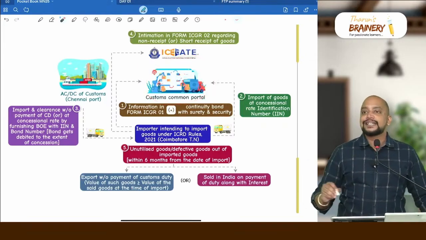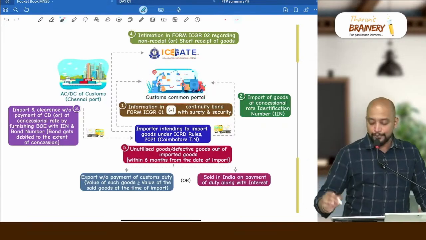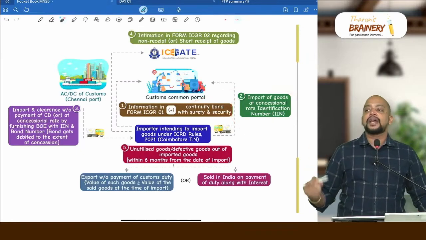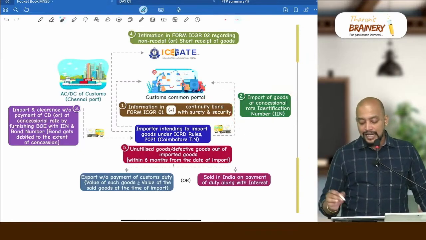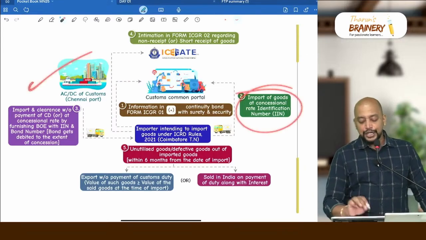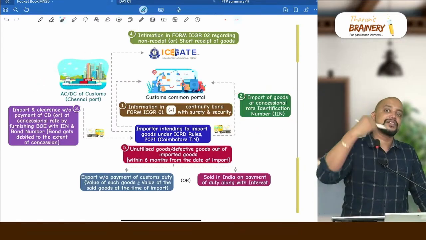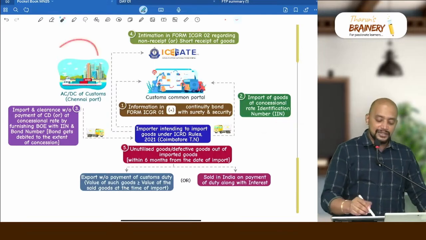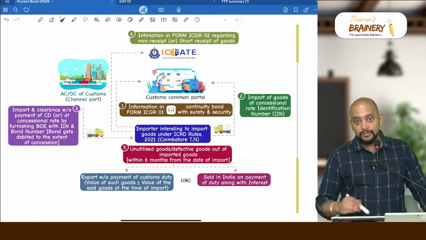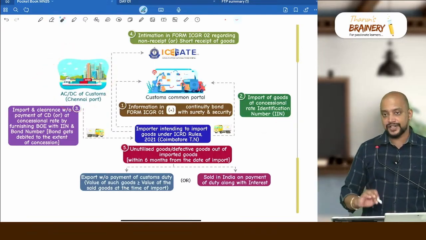The customs common portal, ICEGATE, will verify whether he is eligible for import, and then they will give him a number called the import of goods identification number, for concessional rate. This number he needs to quote in the ACDC of customs in Chennai, so that at the time of filing the bill of entry, when he quotes this number, they will not collect any customs duty from him, or will collect the concessional rate of customs duty.